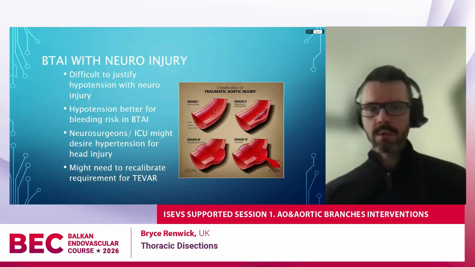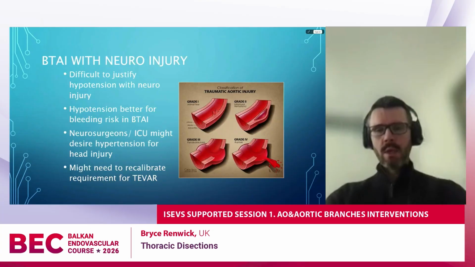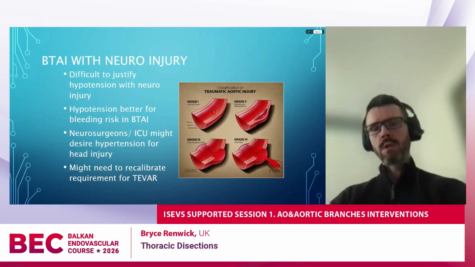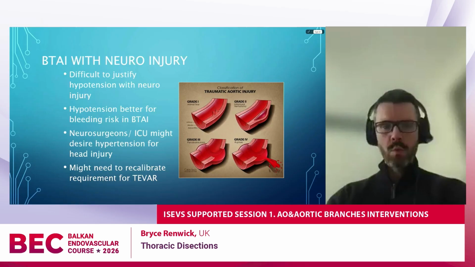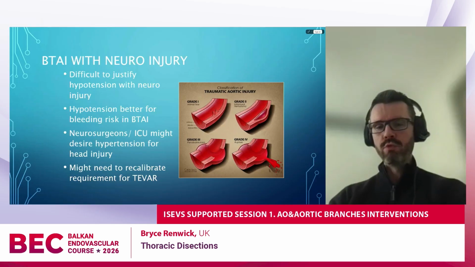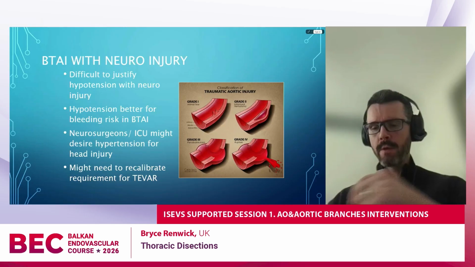It's difficult to justify hypotension if there's a significant brain or neurological injury. Of course, from the aortic point of view, we would prefer a little bit of hypotension because it stops dissection flaps propagating. So in the neurosurgical situation, we might need to recalibrate our requirement for a thoracic stent.